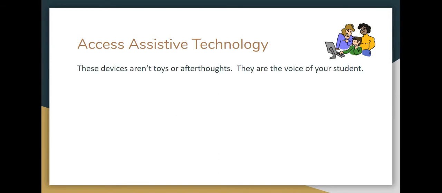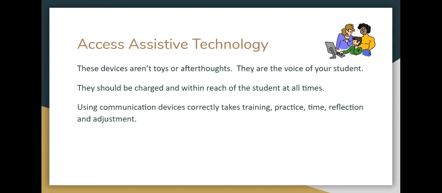You may assume all of the previous slides pertain only to students who are oral communicators. This could not be further from the truth. Students using sign or assistive technology benefit from all of the strategies listed. However, be aware that an AAC has its own set of priorities. Both low-tech and high-tech systems should be readily available. They are the voice of the student, not an afterthought. Using the devices effectively takes training, practice, time, reflection, and adjustment.